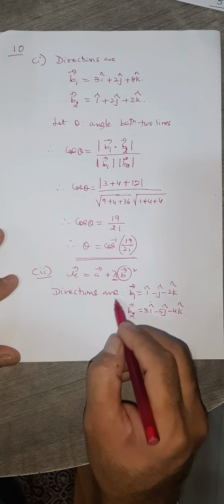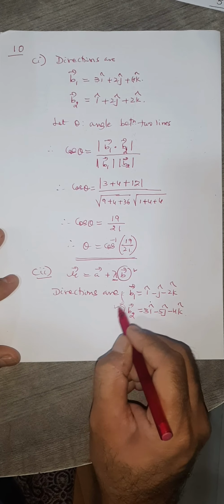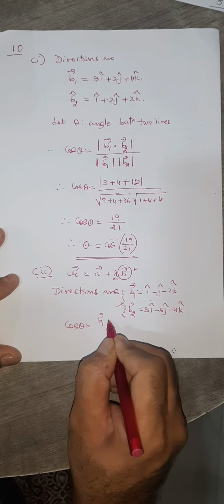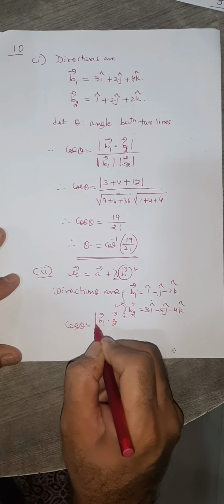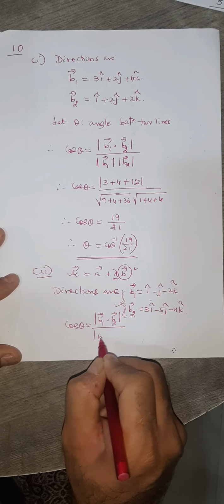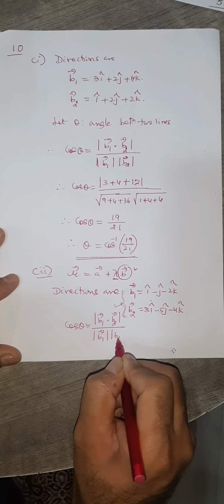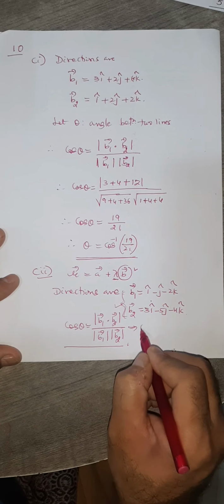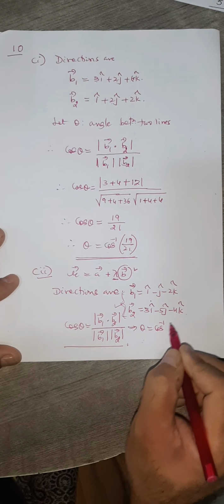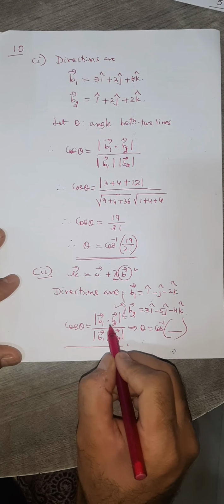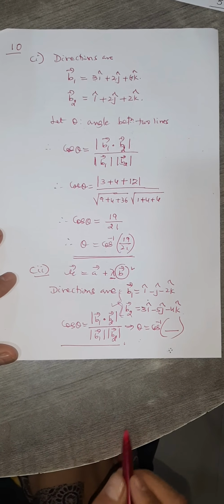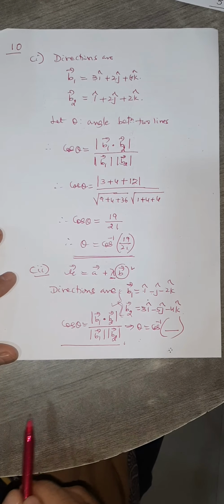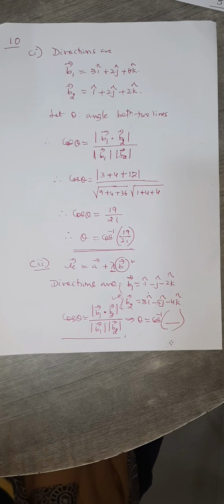Now once you have these two directions, just use this formula: cos theta equals vector b1 dot vector b2 with their magnitude, upon the individual moduli. Use this formula as I did here, so we'll get the theta from this. Theta equals cos inverse. Just simplify this. The dot product you know very well now. We did it a number of times. This into this plus this into this plus this into this. Just place the values and simplify.